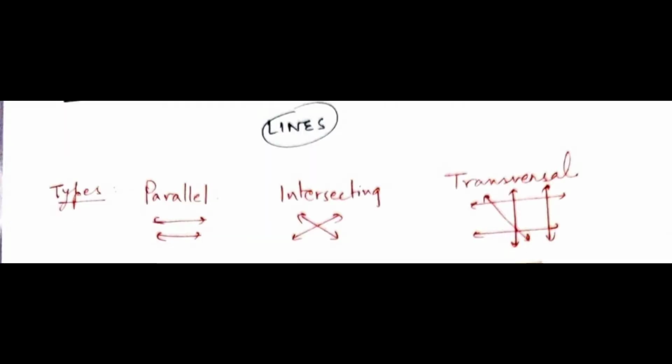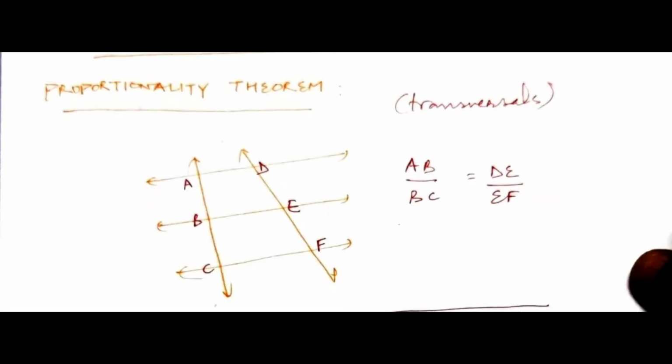So let us run through the basics. Lines can be parallel, intersecting, or transversal. The proportionality theorem is used many a times in the CAT exam. So if we have these three parallel lines and these two transversals, then their ratio will be proportional. They will be proportional in length. AB upon BC will be equal to DE upon EF.